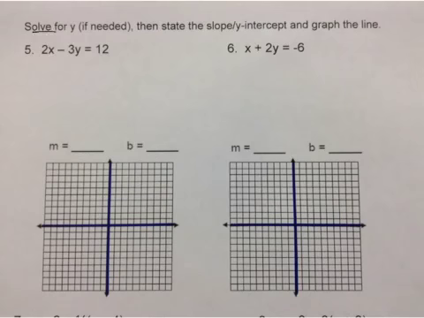Now these tell us that we need to solve for y if needed, and you can see that these are not in y equals form, so that's the first step. We draw our box, and this is the lesson that we started learning a couple of weeks back. Subtract 2x from both sides.